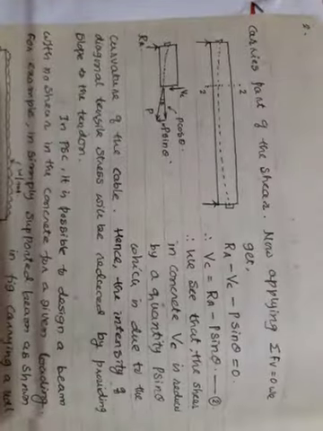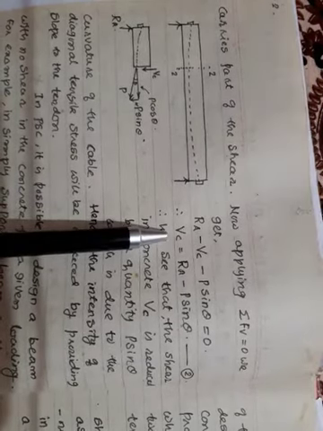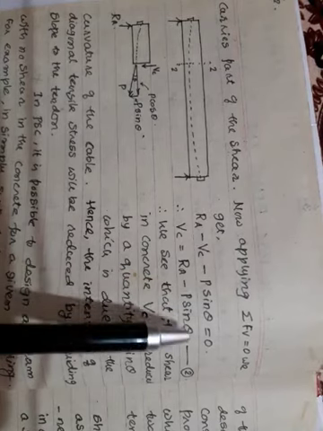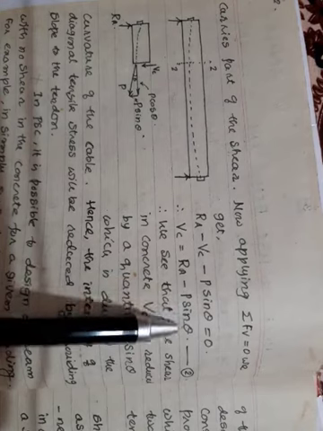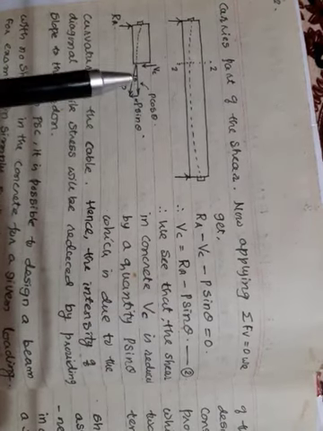But now, when the cable is laid inclined, the shear force carried by the concrete is given by Ra minus P sin theta. In the sense that Vc is reduced. Vc is reduced by P sin theta value, where P is the prestressing force applied and theta is this angle.